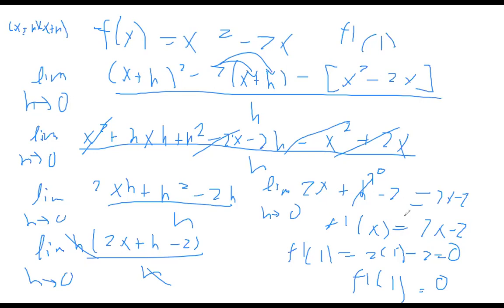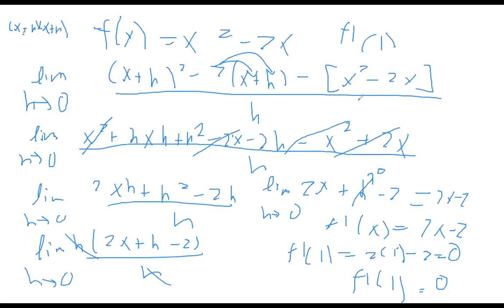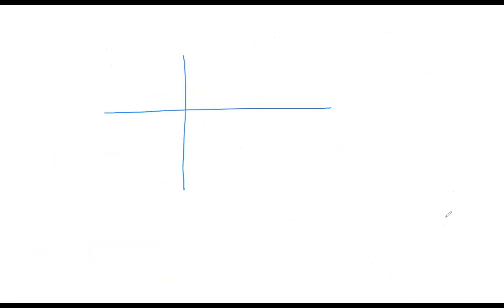If you were to graph this on your calculator, or I can also show you guys here. So we have x squared minus 2x. Okay, so we're going to basically have a quadratic function, and it's going to look something like this, right? This is f of x equals x squared minus 2x.